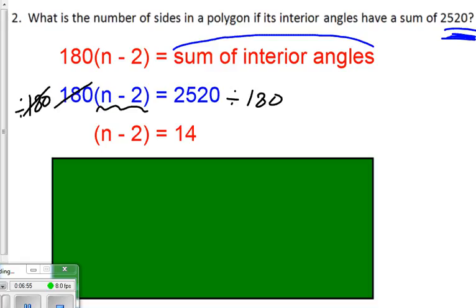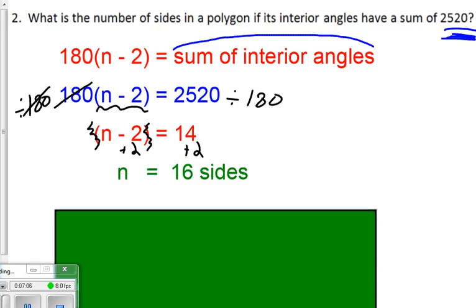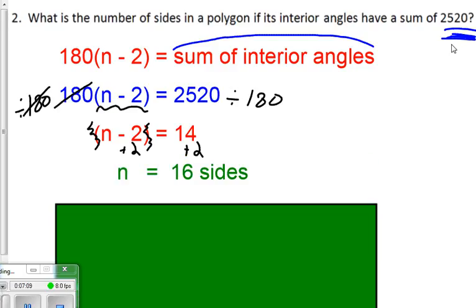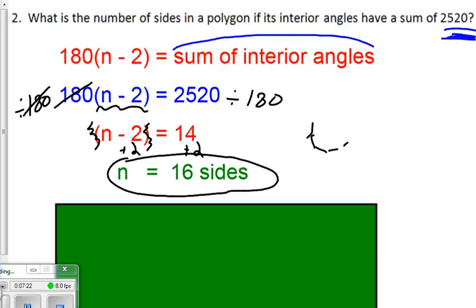At this point, we don't really need these parentheses anymore, because all it's saying is n minus 2. So to get rid of this minus 2, we add 2 to both sides. When we do that, we find that n equals 16, or there are 16 sides. So if I were to draw some kind of shape, something crazy, something weird like that, it would have 16 sides. If I added up all of the angles on the inside of that 16-sided figure, it would be 2,520 degrees on the inside.